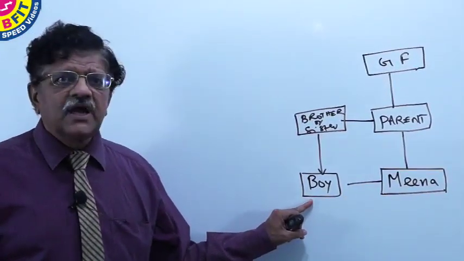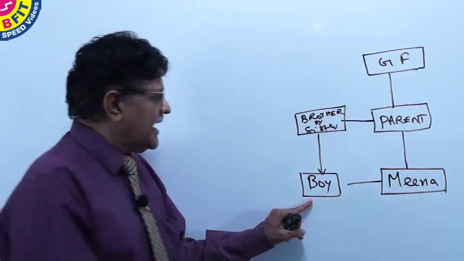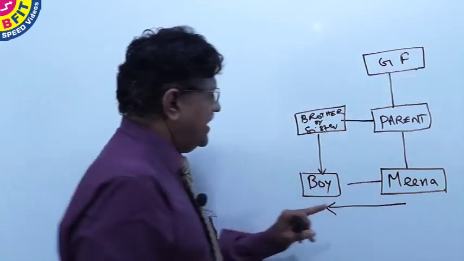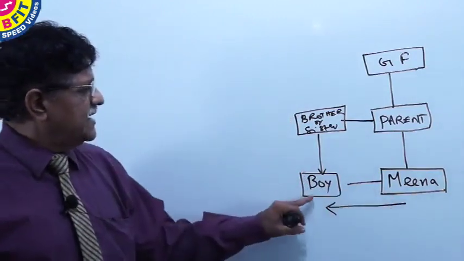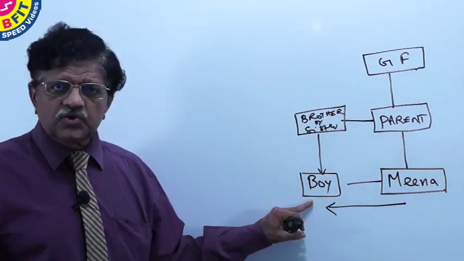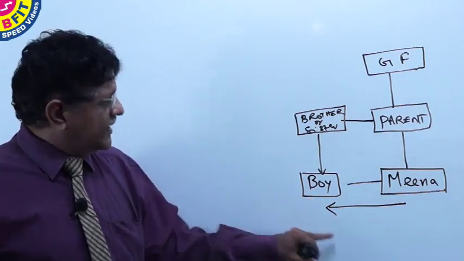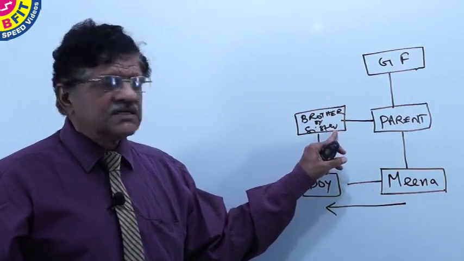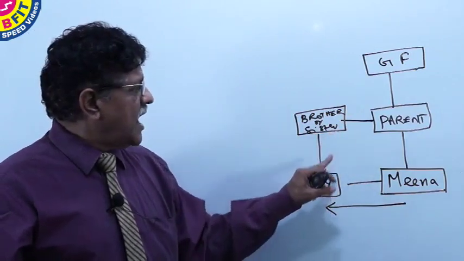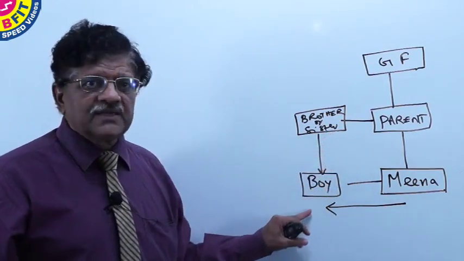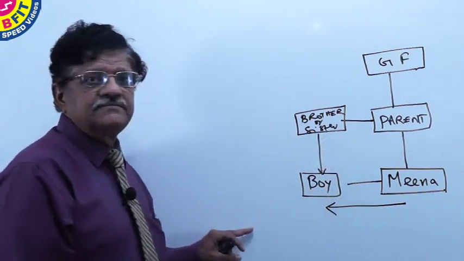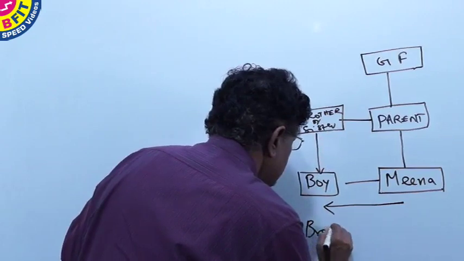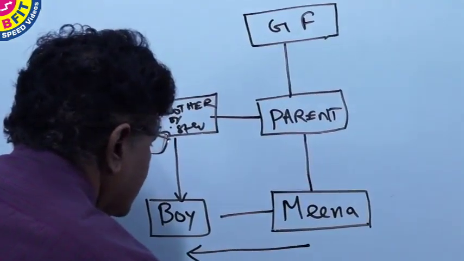Now what is the question? How is the boy related to Meena? One possibility is he can be a brother. In that also the statement can be true. Another possibility is that he is uncle or aunt's son. Uncle or aunt's son has to be a cousin. Therefore, the answer is brother or cousin.